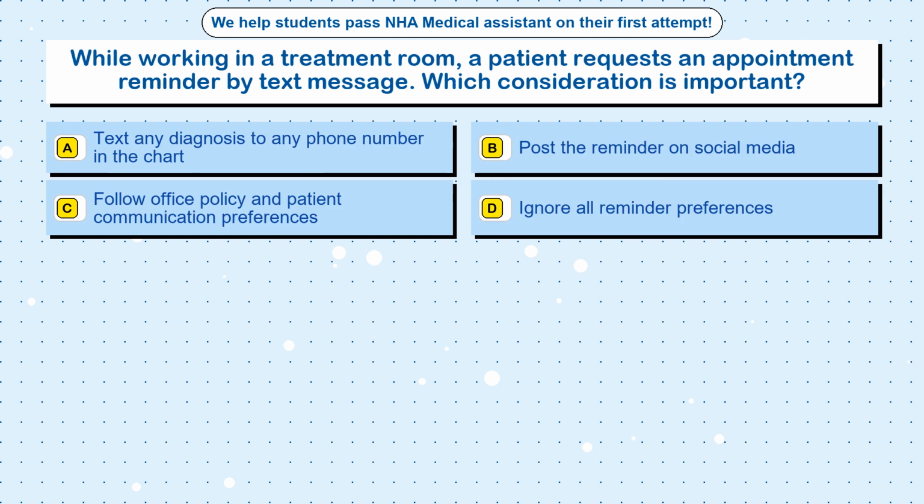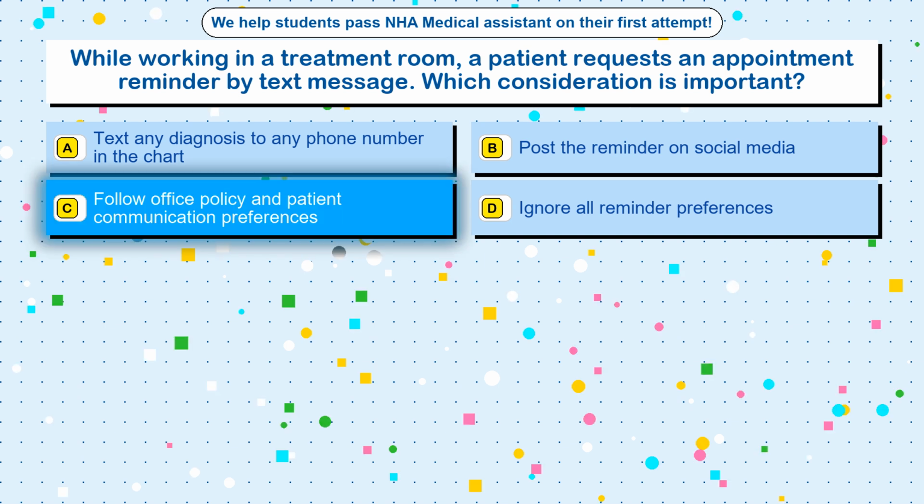Question 27. While working in a treatment room, a patient requests an appointment reminder by text message. Which consideration is important? Option A, text any diagnosis to any phone number in the chart. Option B, post the reminder on social media. Option C, follow office policy and patient communication preferences. Option D, ignore all reminder preferences.